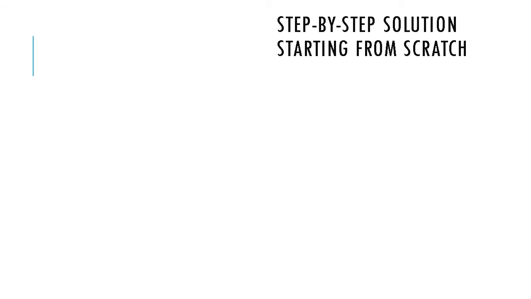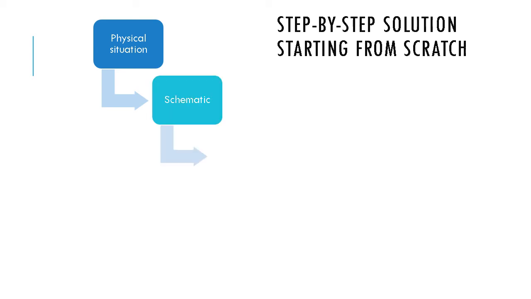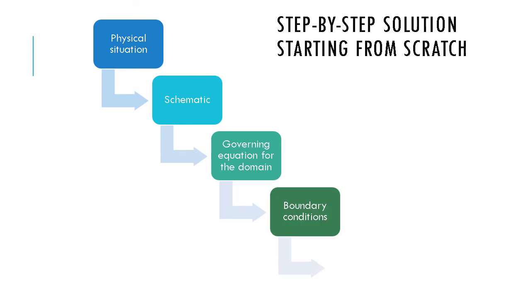Now, what is a general approach to doing things from scratch? I'm repeating some of it. You take the physical situation and write a schematic, then you write the governing equation, write the boundary conditions, and you solve. That is the procedure from scratch.